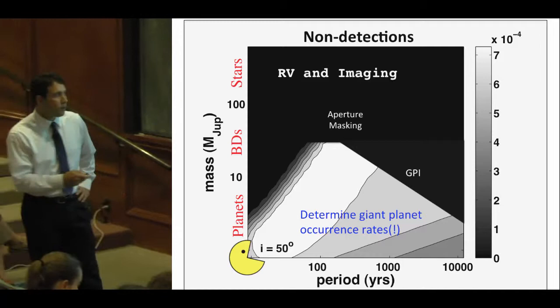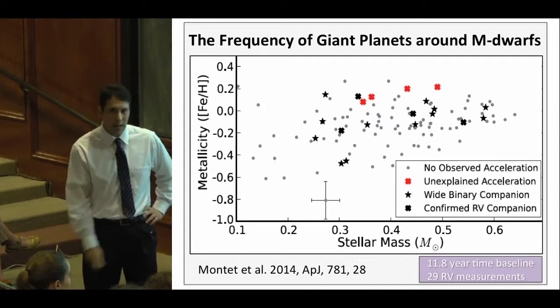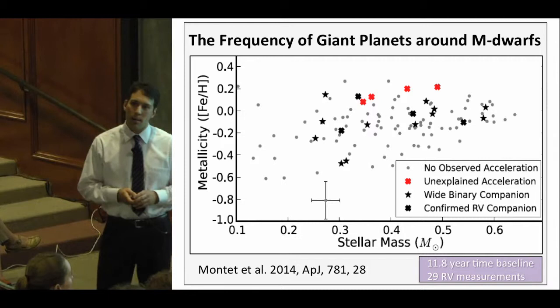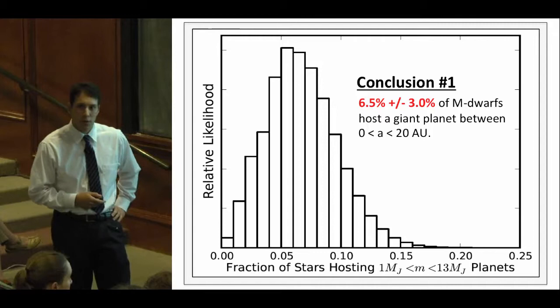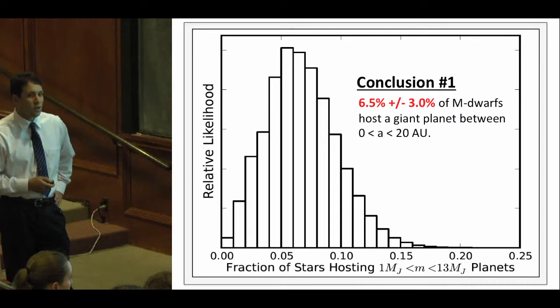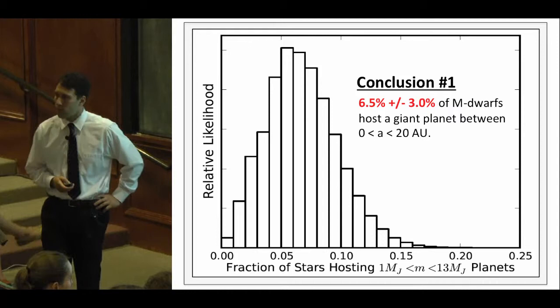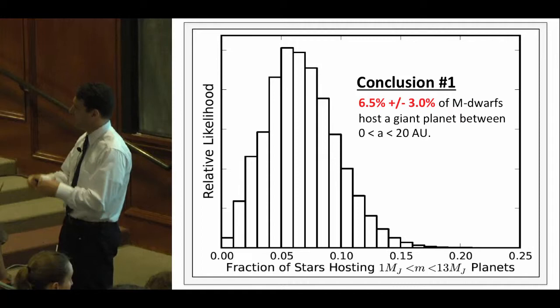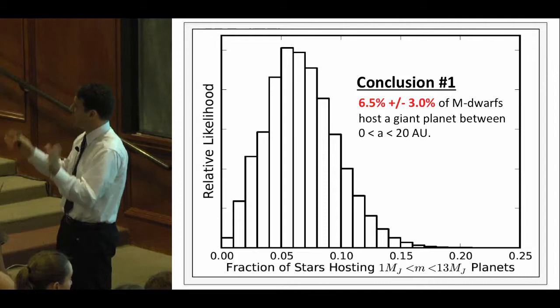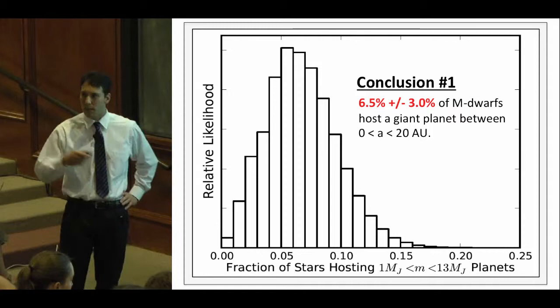And so a graduate student at Caltech, Ben Montet, looked at all of the M dwarfs within the California Planet Search, and we had a number of detections and non-detections. I will just report the three conclusions from that paper. Conclusion number one, the occurrence rate of gas giant planets from 1 to 13 Jupiters is 6.5% plus or minus a little bit around M stars from 0 to 20 AU. And we did this through a statistical method of figuring out the probability distributions in mass and period for 111 objects with simultaneous Doppler and imaging observations.